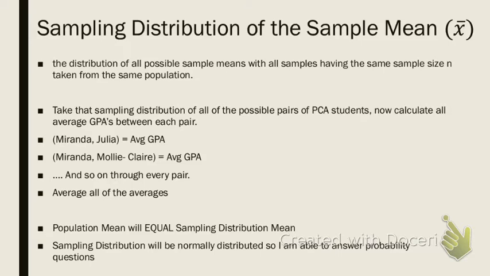Okay, we're going to find two types of sampling distributions, mean and proportion. So this is split into two.